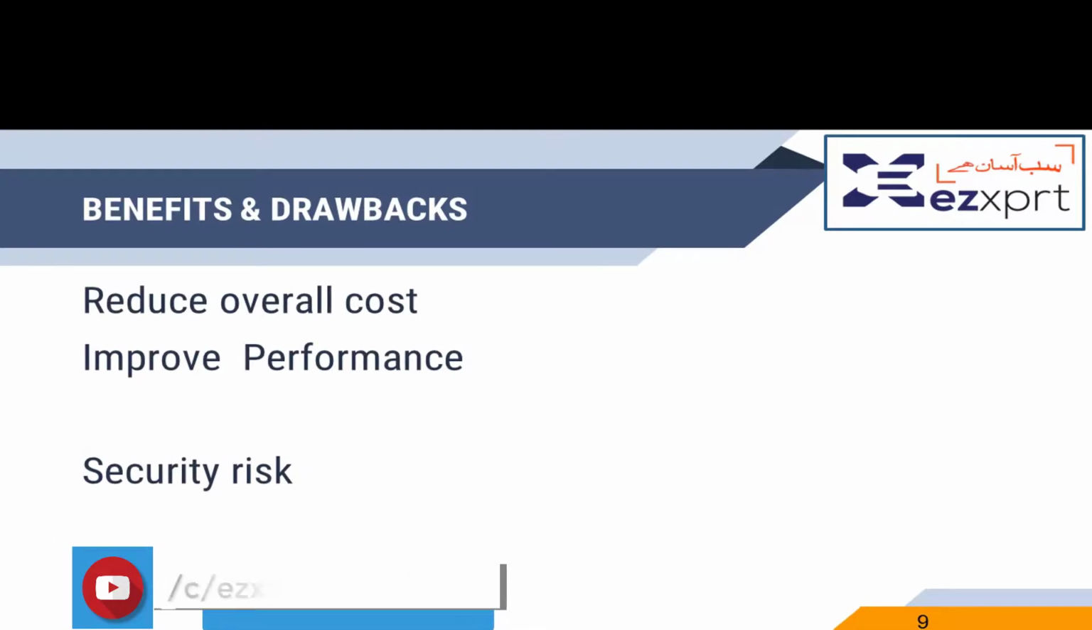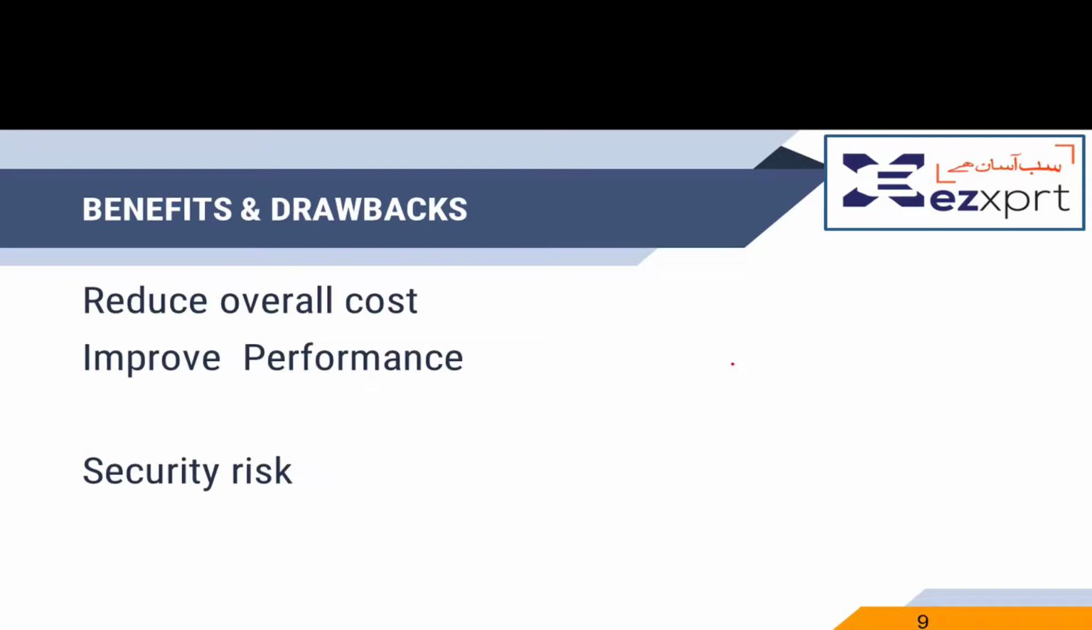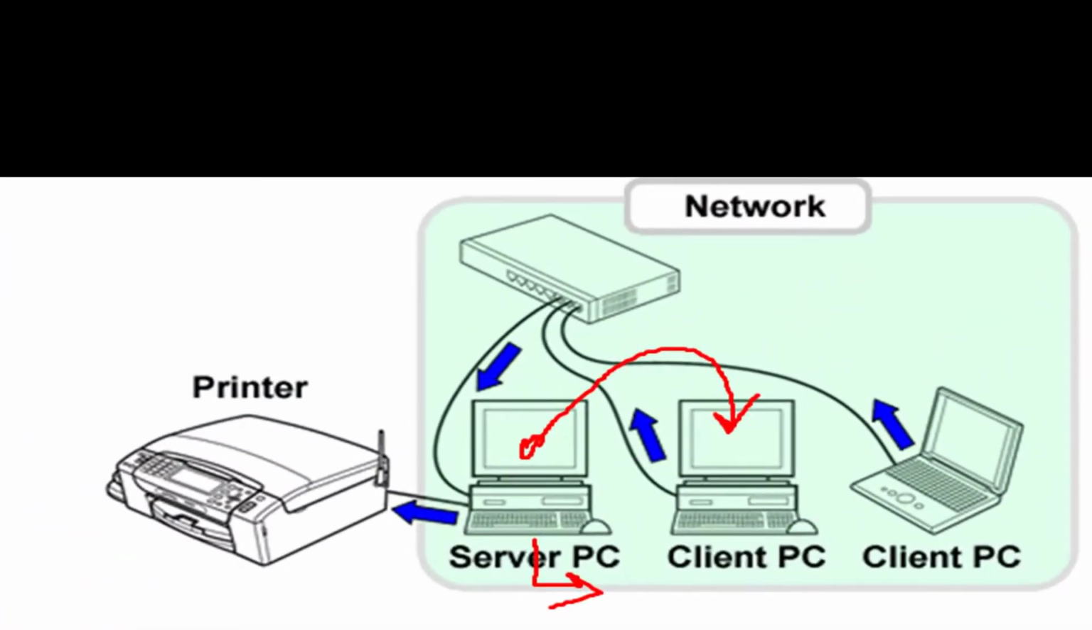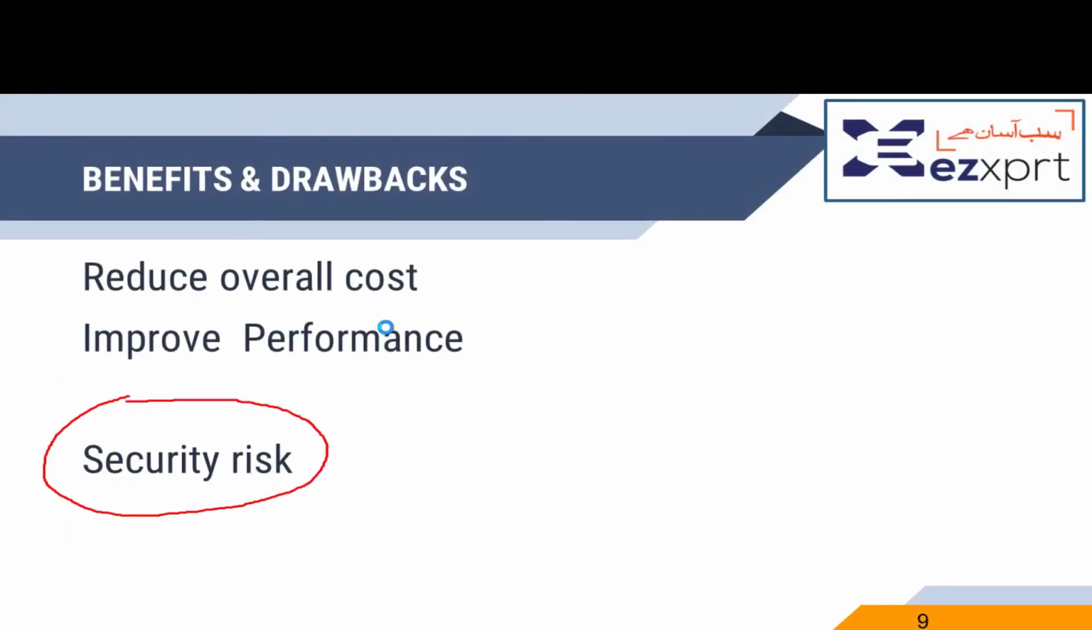And the last one is very much important. This is the drawback of your network. Obviously, if there is connectivity between computers, there is a security risk. In a security risk, someone can destroy your personal data, someone can hack your data. So obviously, if you are designing a network, you have to design a network which reduces overall cost, which improves performance, and definitely that must be risk free as well.